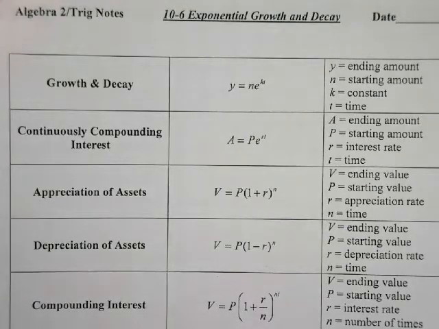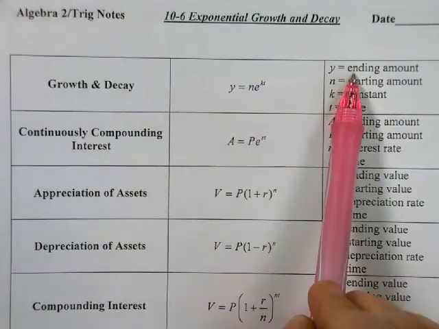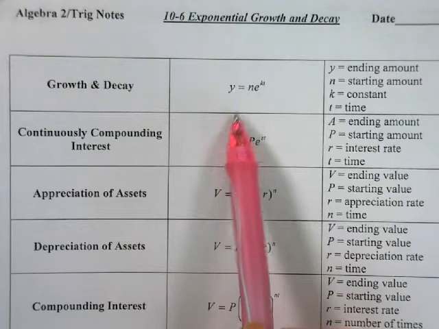So the first one just says growth and decay. That could be something like bacteria in a petri dish. Or it could be radioactive decay. Or it could be bunny rabbits, right? We've talked a little bit about bunny rabbit populations. So it could be something like that. But if you notice, the y is the ending amount.